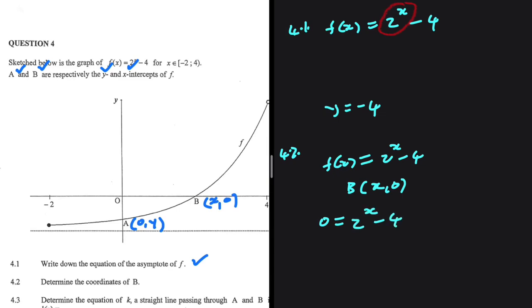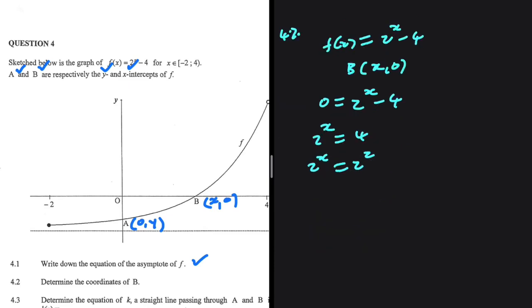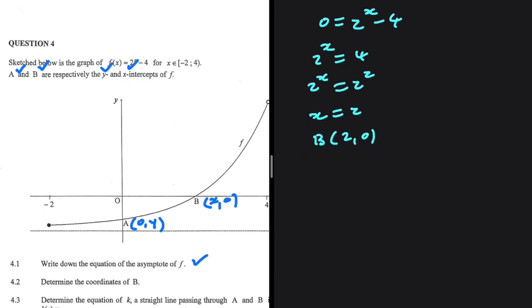If we take minus 4 to the left hand side, we're going to have 2 to the power x equals 4. But we can write 4 as 2 to the power of 2. It is easy to see that x is equal to 2. So the coordinates of B, we have 2 and 0. Let's go ahead and do 4.3.